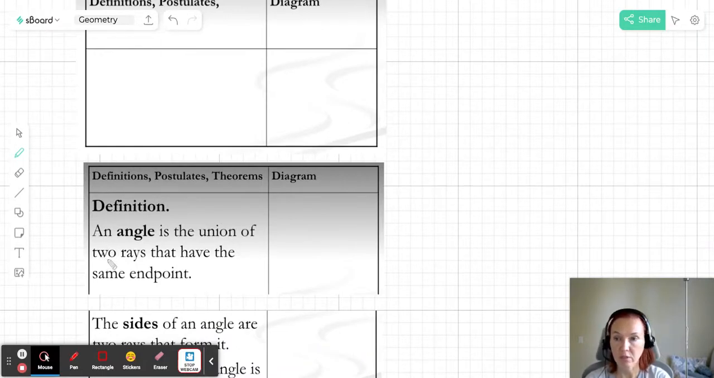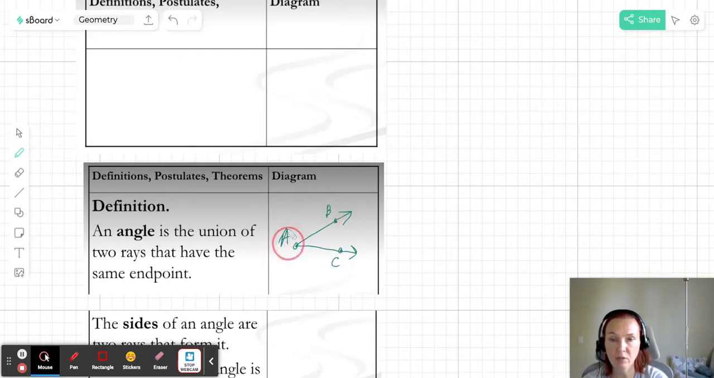We already know what rays are, and an angle is the union of two rays that have the same endpoint. So I will have the same endpoint, and then my two rays are going to go in whatever direction. So I have ray AB, and I have ray AC. The common endpoint is point A, and now I'm going to call my angle BAC. The vertex always has to be the middle, or I can call it angle CAB. It doesn't matter which ray I start with, but the vertex always has to be the middle letter, so BAC or CAB.